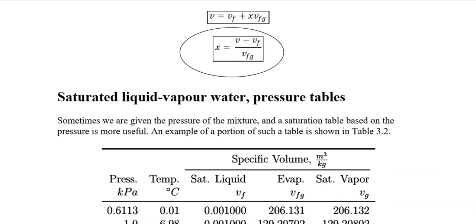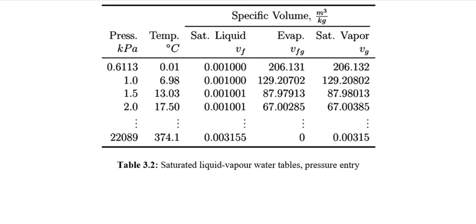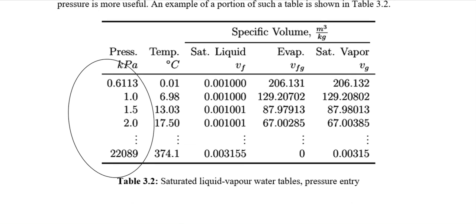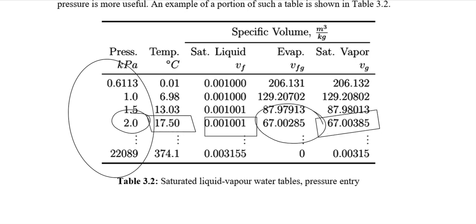As I said, similarly for the saturated liquid-vapor pressure table, we would have the pressure on one side, and if the pressure is defined, the temperature would also be defined, vf would be defined, vg would be defined, and so on, as well as vfg. If I keep increasing the pressure, so on and so forth. Just check the table.